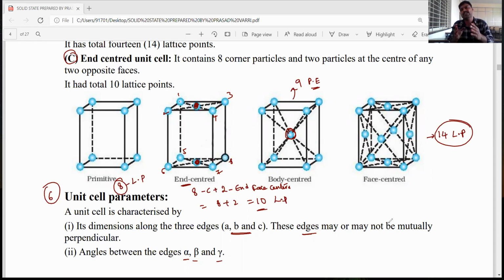Based on these 6 unit cell parameters, unit cells are divided into 7 crystal systems. 7 crystal systems and 14 Bravais lattices are present. Okay, dear students, let's see those.